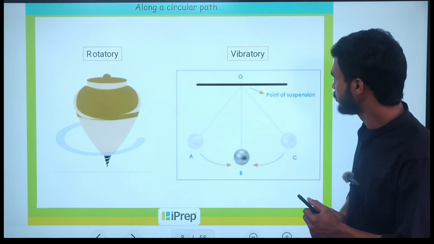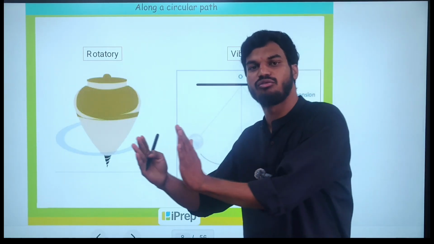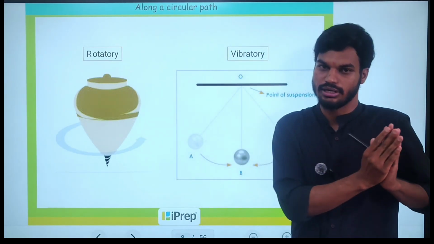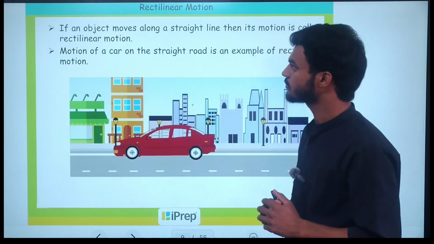Next, vibratory motion, for example a simple pendulum. The body is moving to and fro, in the frontward and backward direction.